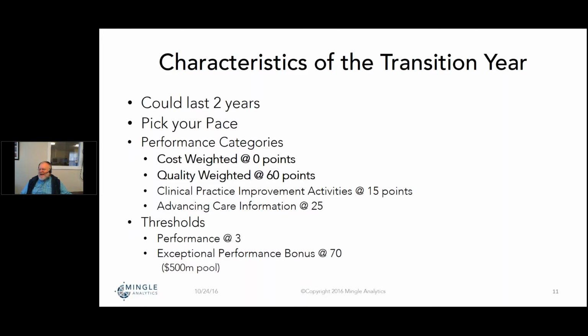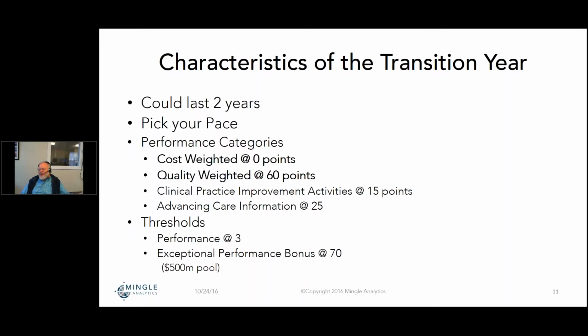Clinical practice improvement activities are still worth 15 points, but it takes fewer activities to get there. Advancing care information is worth 25 points, the same as it was predicted. It's a little easier to get there than it was projected in the proposed rule.